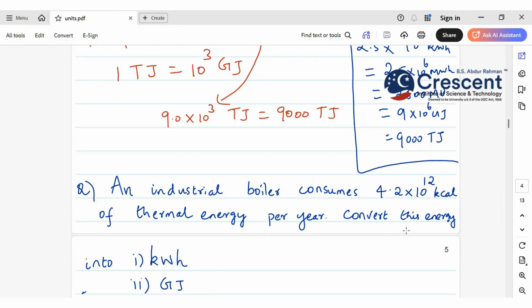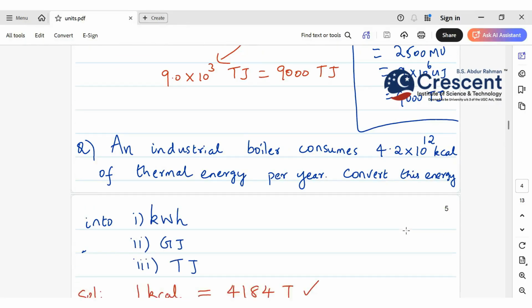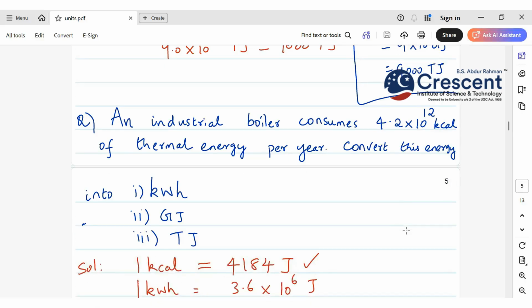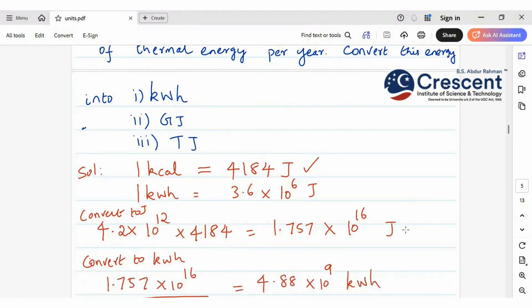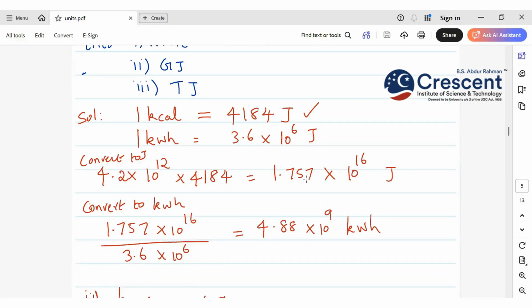So next is an industrial boiler consumes 4.2 into 10 power 12 kilocalorie of thermal energy per year. Convert this energy into kilowatt hour, gigajoules and terajoules. As we know, 1 kilocalorie is equal to 4184 joules, and also 1 kilowatt hour is equal to 3.6 into 10 power 6 joules. So now first convert to joules. 4.2 into 10 power 12, multiplied with 4184, we get 1.757 into 10 power 16 joules.